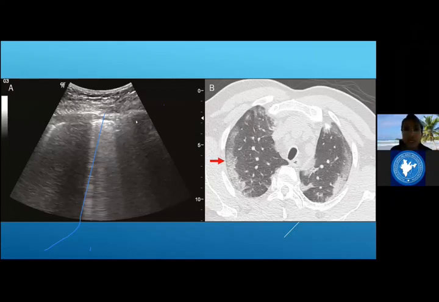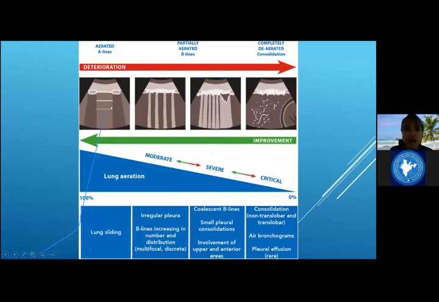This shows the deterioration of a patient with COVID pneumonia. This is the normal: we are seeing normal A lines, and the pleural lining is smooth. Now you start seeing pleural irregularities and B lines. Later it shows more progression: the number of B lines increases and some of the B lines become confluent. We start seeing small subpleural consolidations. And this is the late stage where we are seeing frank consolidation with air bronchograms. So this shows the deterioration of a patient as seen with lung ultrasound.